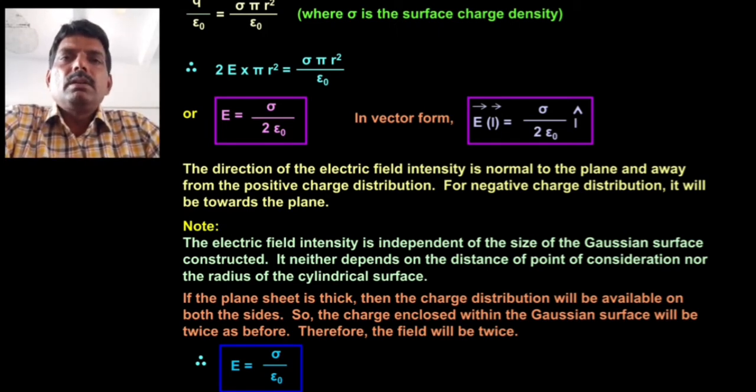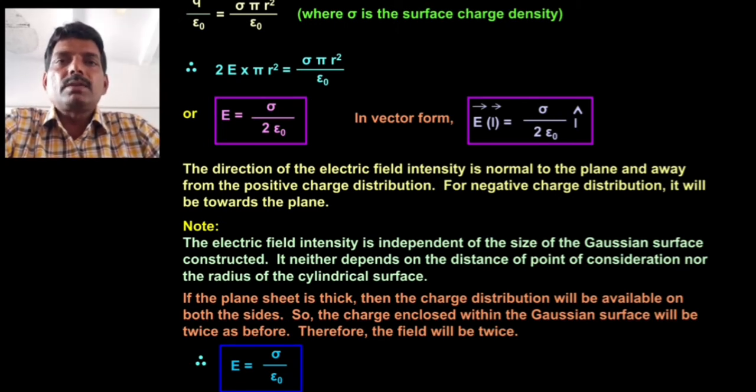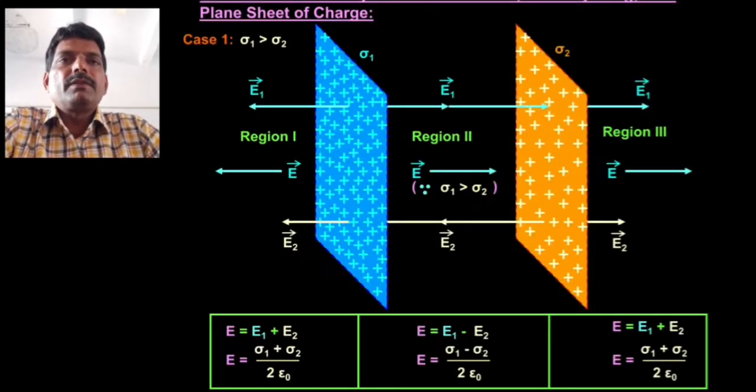Remember students, the calculation of the electric field that we have done here considers that the point of observation is in the middle of the sheet. Considering that, we derived both these equations. So in terms of magnitude E is equal to sigma upon 2 epsilon naught, and in vector form also sigma upon 2 epsilon naught into i cap. So now let us proceed further.